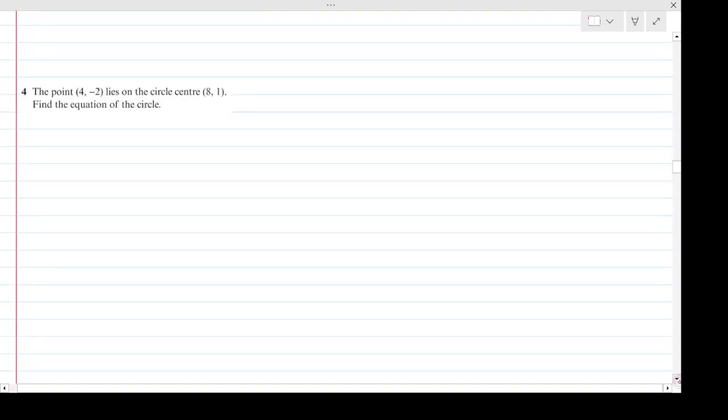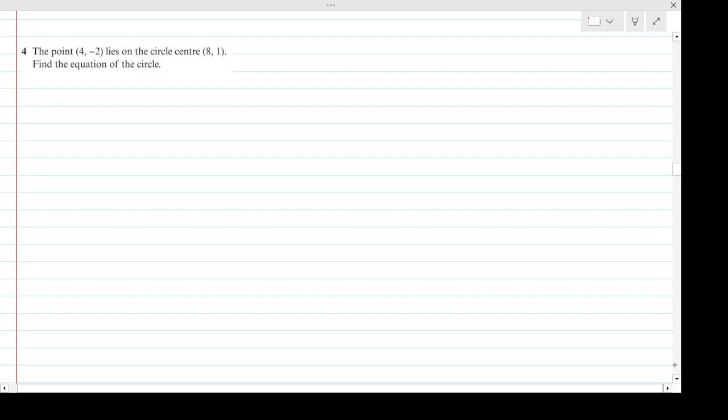Cool. Okay, so we were then told here the point (4, -2) lies on the circle, and the circle has centre (8, 1). It's a bit of a weirdly worded sentence there. Find the equation of the circle. So we are told the centre is (8, 1).